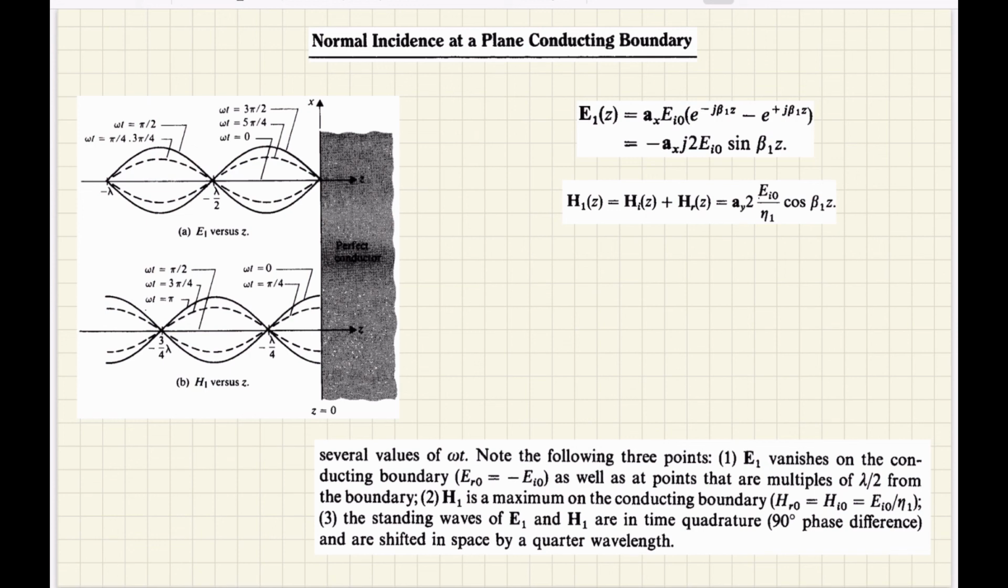And the third point is that the standing waves of E1 and H1 are in time quadrature, that means there is a 90-degree phase difference, and they are shifted in space by a quarter wavelength. So you can see there is a shifting. This much portion is lambda by 4. In space they are shifted by lambda by 4, a quarter wavelength.